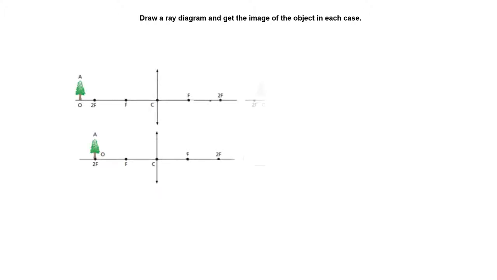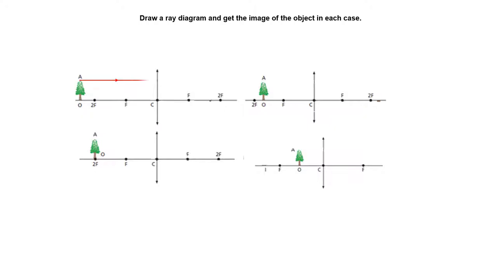Draw a ray diagram and get the image of the object in each case. The type of image by a lens depends on how far away the object is. The first picture above shows how to draw a ray diagram for an object that is located beyond the 2F point. Draw a ray parallel to the principal axis passing through the focus on the right. Now, draw a ray which passes through the center of the lens. This ray does not change direction.